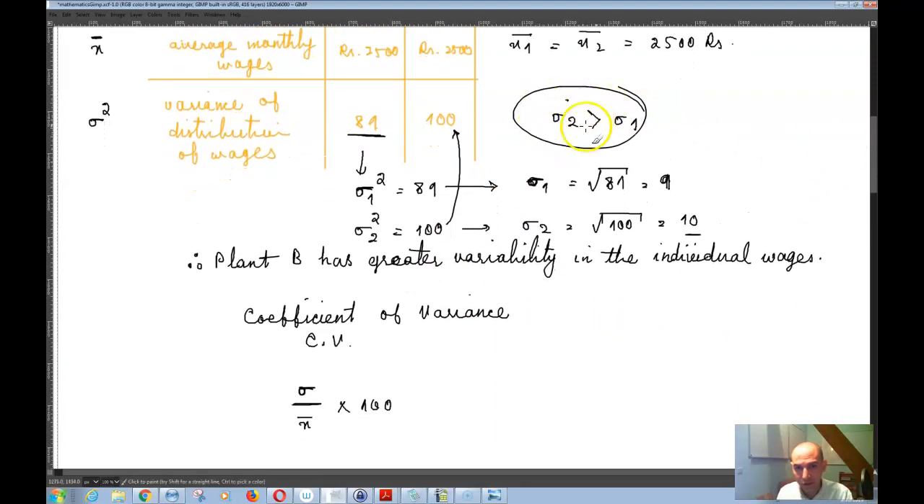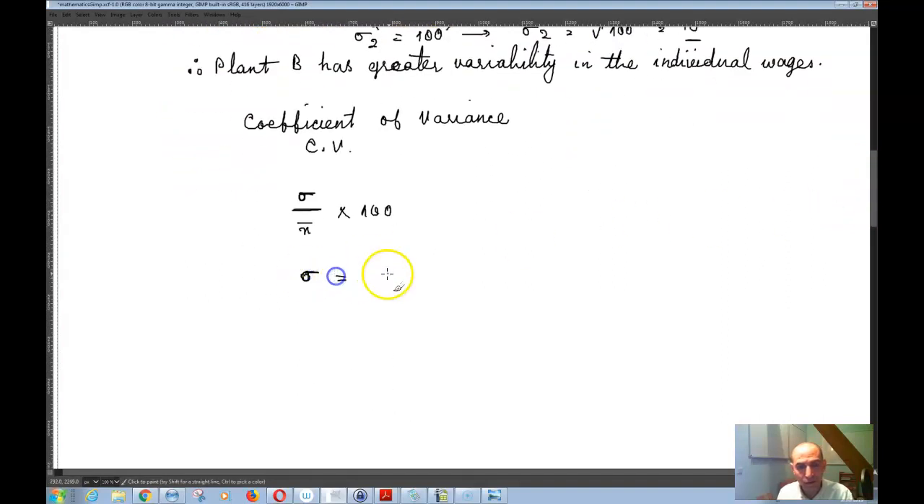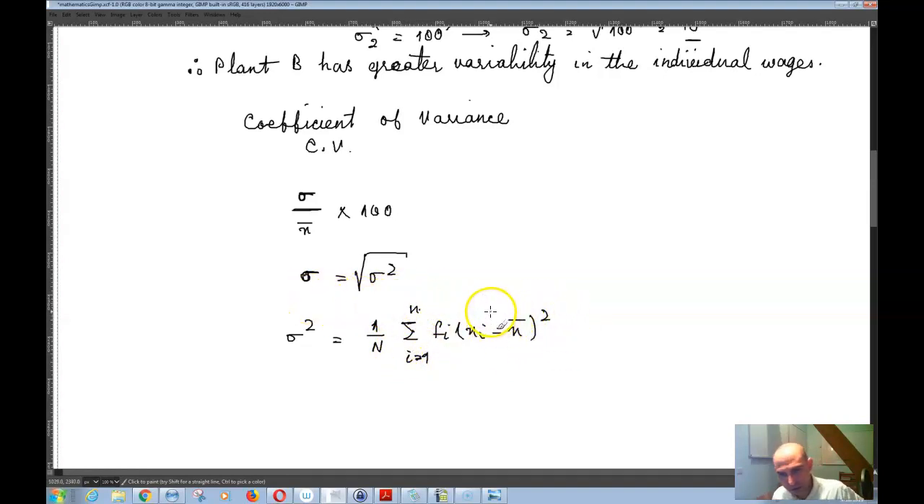What is really standard deviation? Standard deviation, or sigma, is when you take sigma squared and take the square root of that. Sigma squared is equal to 1 over n times the sum of f of i times (x of i minus x bar) squared, as i goes from 1 to n. So that means you take each of your observations, calculate the distance of that observation from the mean of your data, raise that number to the second power, and do that for each observation. Then you add all of those numbers together as i goes from 1 to n, and divide by the number of all observations to take the mean of that number.